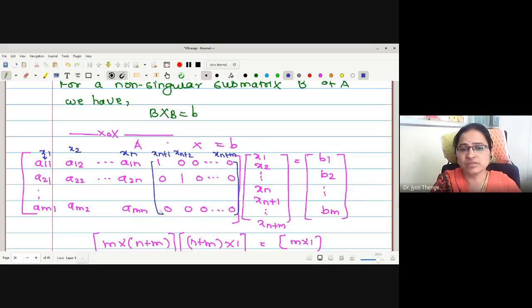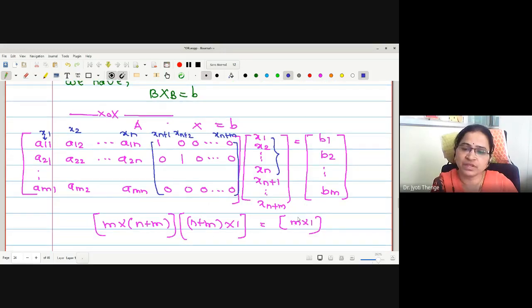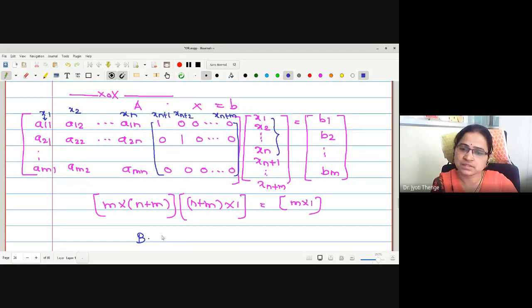Now, similarly, we will select a submatrix of this X. The first n variables we have kept 0, therefore just put them 0. What are we left with? We are left with X, a submatrix corresponding to basic variables.